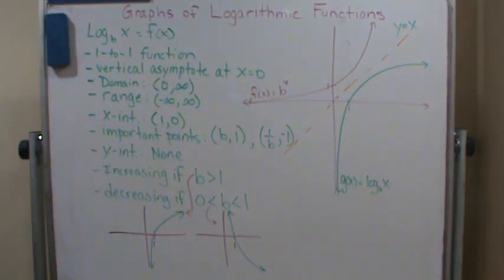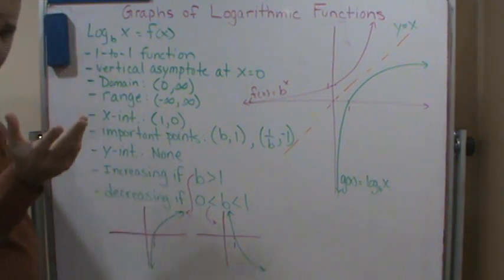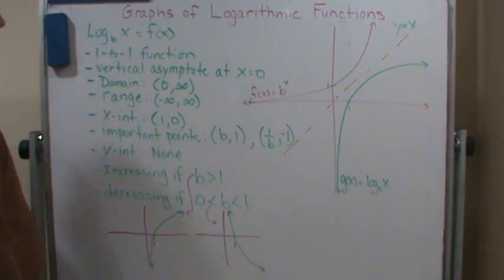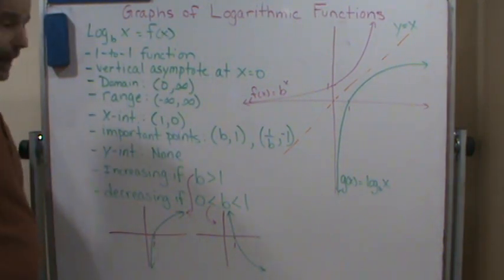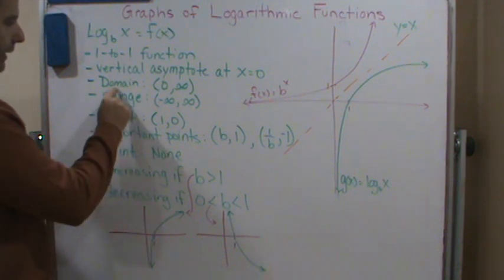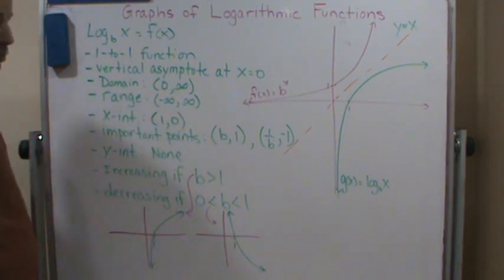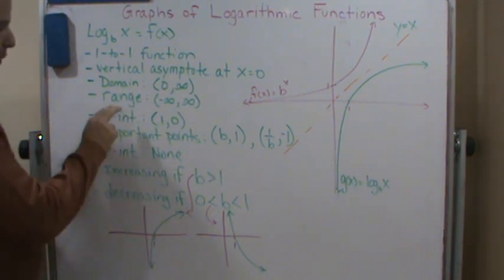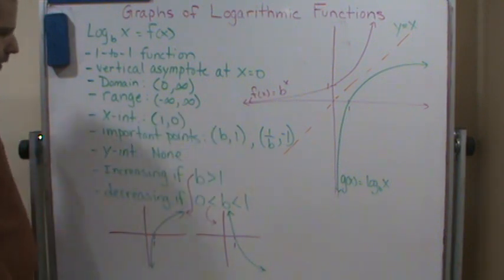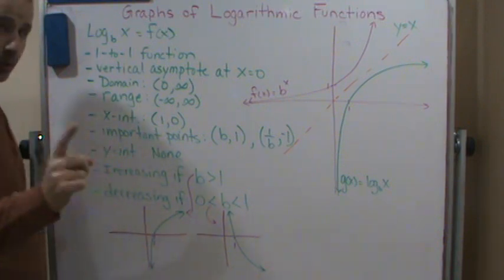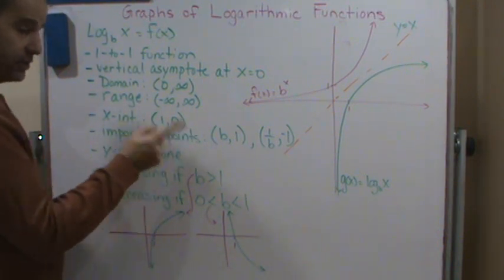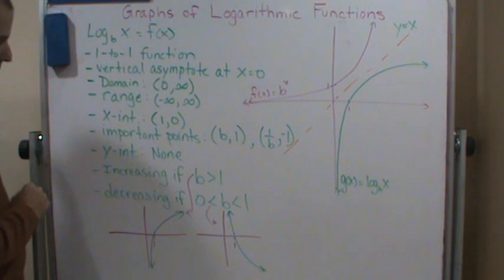Okay, so here are the characteristics that are going to help you graph any logarithmic function. So first of all, it's a one-to-one function. The vertical asymptote, like I said, is at x equals 0. It's the y-axis. The domain is 0 to infinity. We talked about that. The range is all real numbers. The x-intercept, notice it's (1, 0). Remember, with the exponential, it's (0, 1), right?